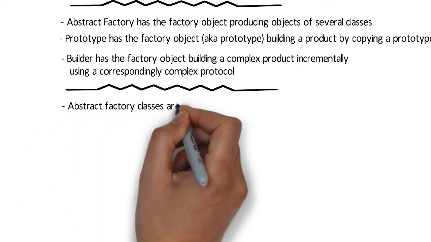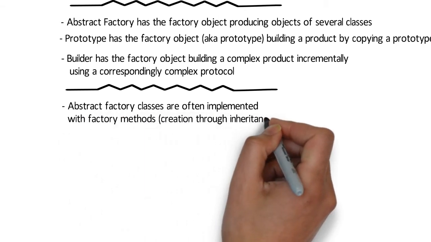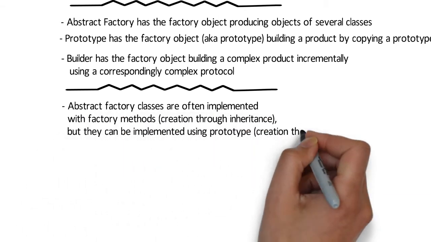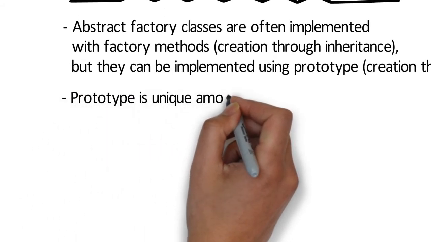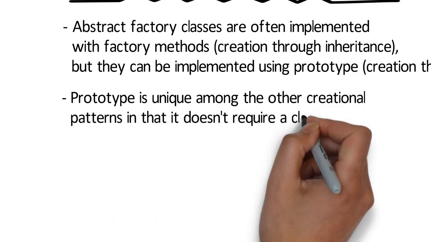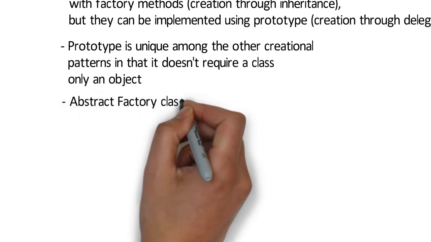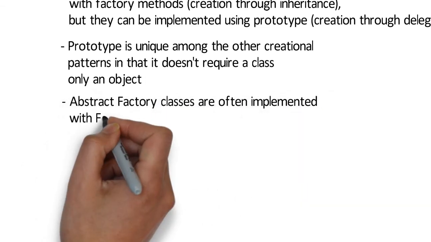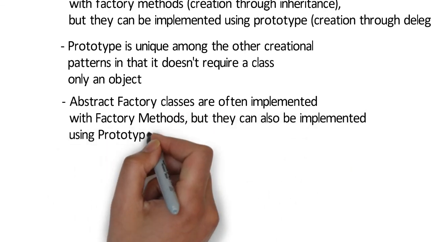Abstract factory classes are often implemented with factory methods, creating through inheritance, but they can be implemented using prototypes as well. So, prototype is unique among other creational design patterns because it doesn't require any classes, it only requires objects. Now, abstract factory classes are often implemented with factory methods, but they can also be implemented using prototypes.